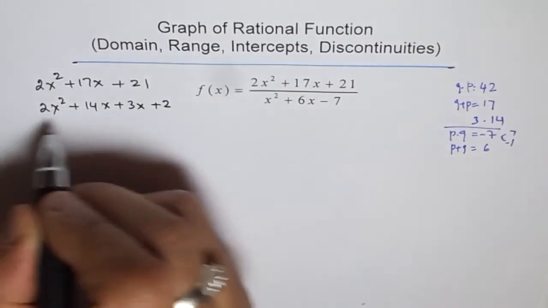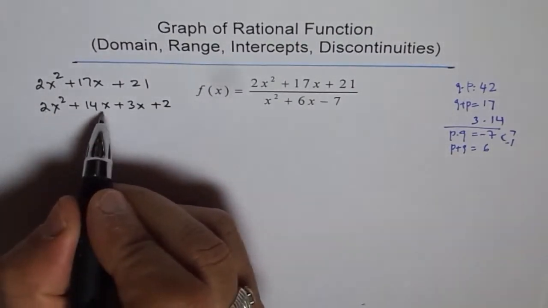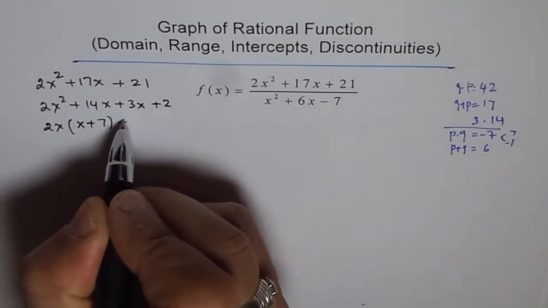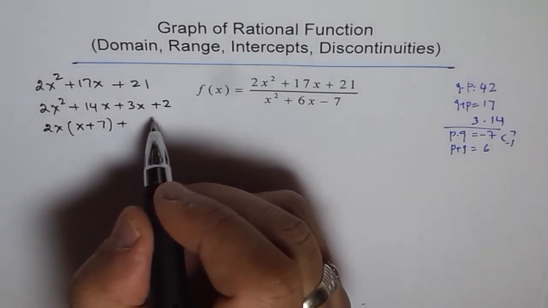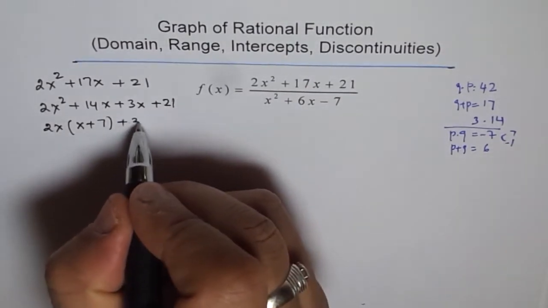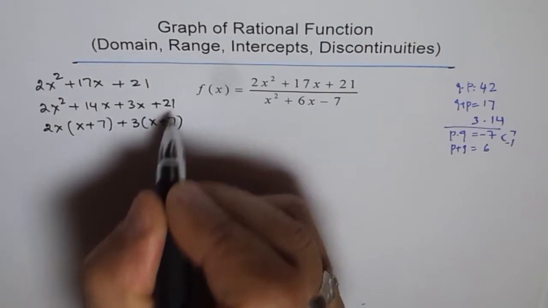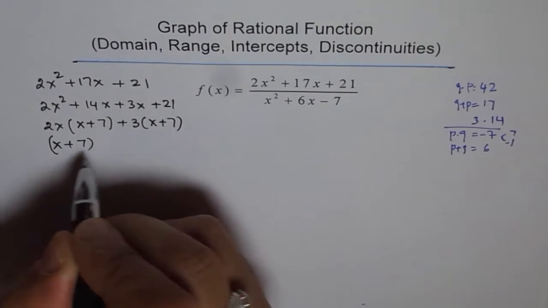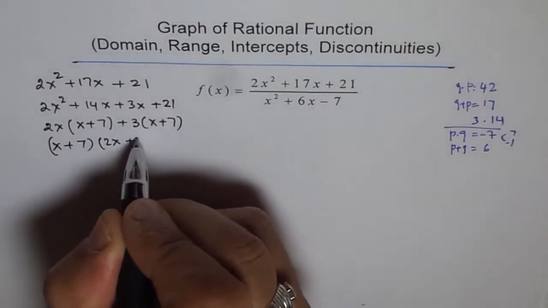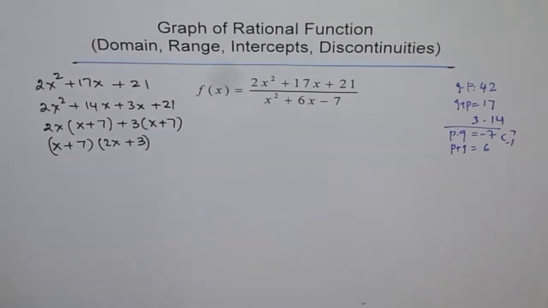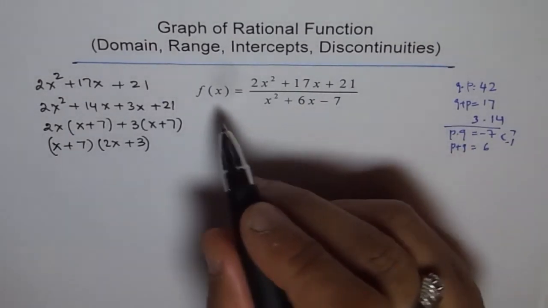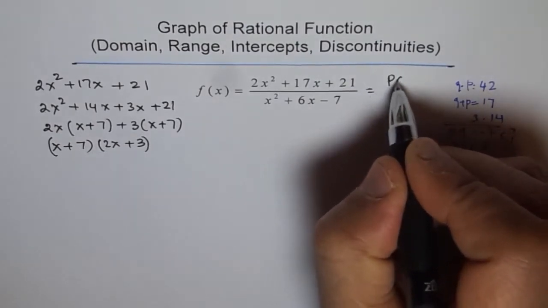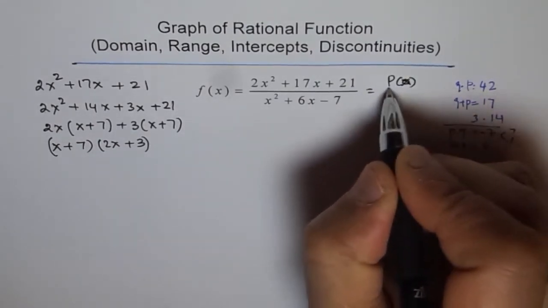So we are dealing with the numerator. Now from these two terms, we can take 2x common, and we get x plus 7 here, and from the other two, 3x plus 21, we can take 3 common, and we get x plus 7 on this side also. Now x plus 7 is a common factor in both these terms, so we get x plus 7 times 2x plus 3. So that is our numerator. Always when you see a rational function, it is P of x over Q of x.